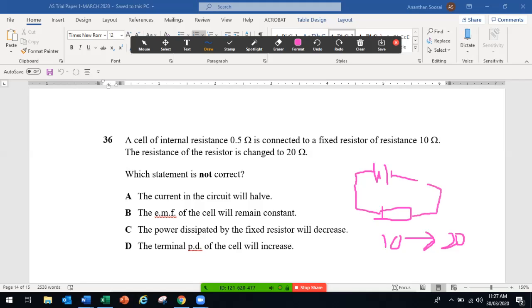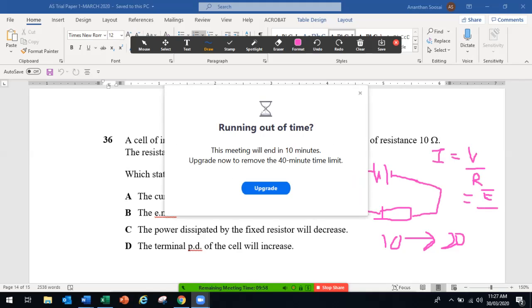So what will happen? The current in the circuit will drop? I don't think so. Because current is what? V over R, right? V is in this case the EMF. R is the total resistance. The first case was how much?